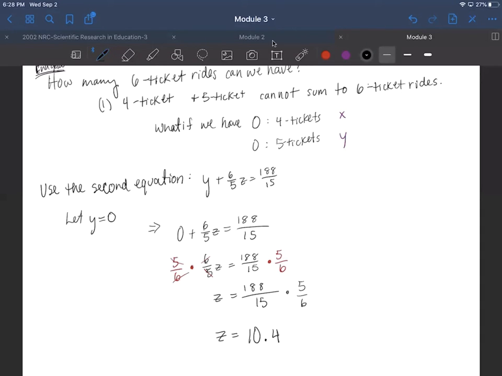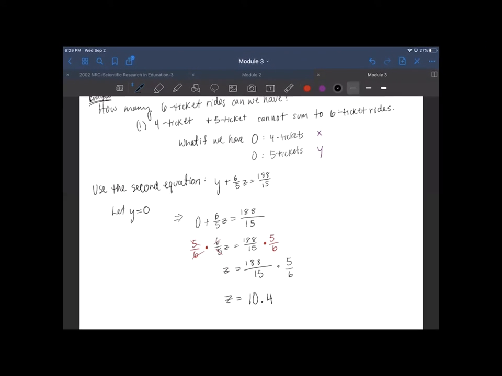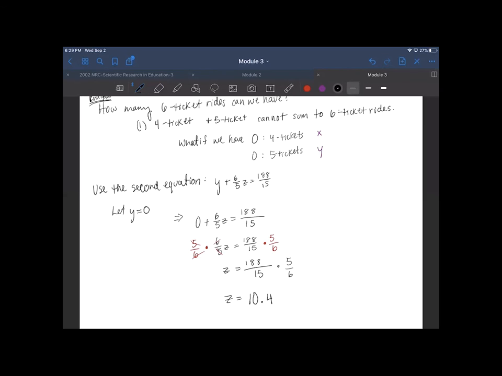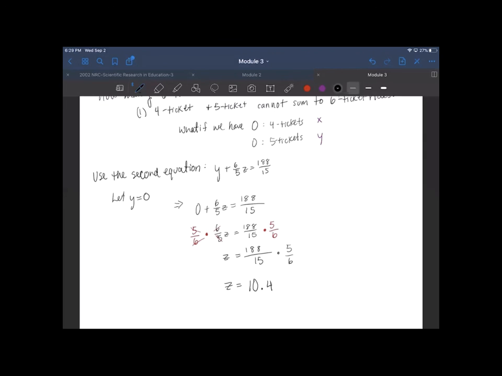And so now when I use my calculator, I end up getting 10.4. Okay, but now think about it like this. Remember, I get 10.4, right? So really, how many rides can I get? Can I have a 0.4? No? Okay. With 10 tickets.